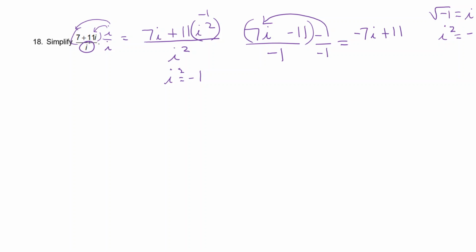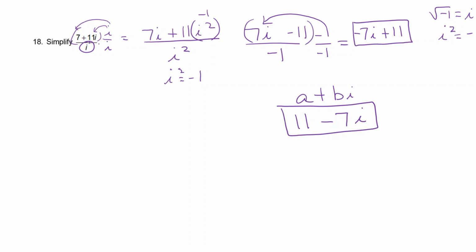All right. And remember, this is correct, but this should be written in a plus bi form. So it's actually going to be 11 minus 7i, your final answer for number 18. All right, number 19.